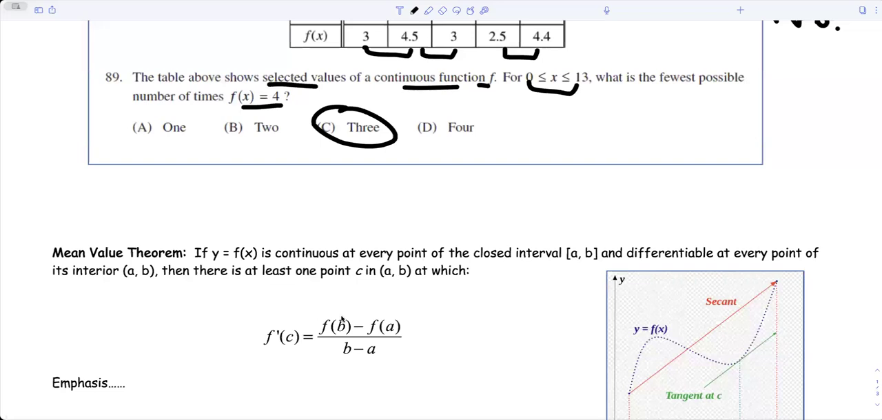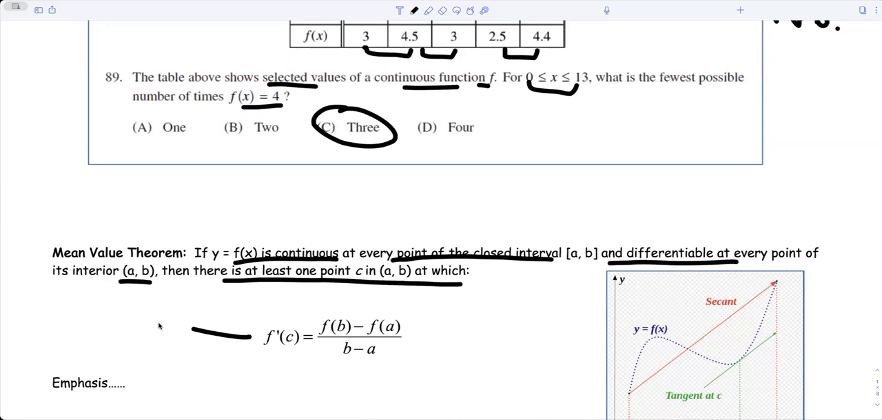The mean value theorem. Mean value theorem says if y is equal to f of x is continuous at every point in the closed interval from a to b, and the function f of x is differentiable, meaning it has a derivative at every point in its interior, then there is at least one point on the interval from a to b at which f prime of c equals f of b minus f of a over b minus a. So this f prime is what?